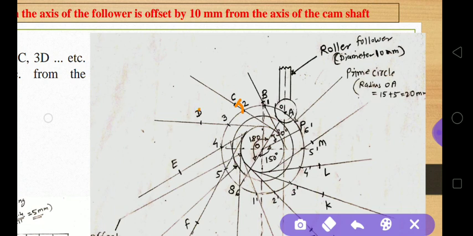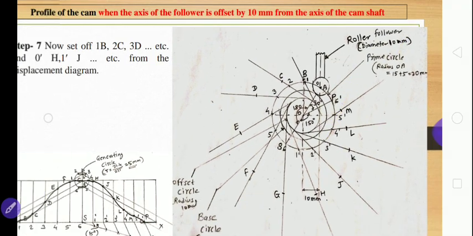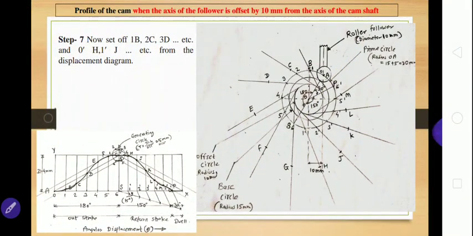Similarly from 3 point to D, take the distance from the displacement diagram and mark here in this cam profile diagram. Similarly from 4 to E, 5 to F, like that all distances from the displacement diagram during the outstroke and return stroke you have to take and mark here in the cam profile diagram, and then you will get these points capital B, C, D, E, F, G, H, J, K, L, M and P. So these points you will get on the extended lines in this step.